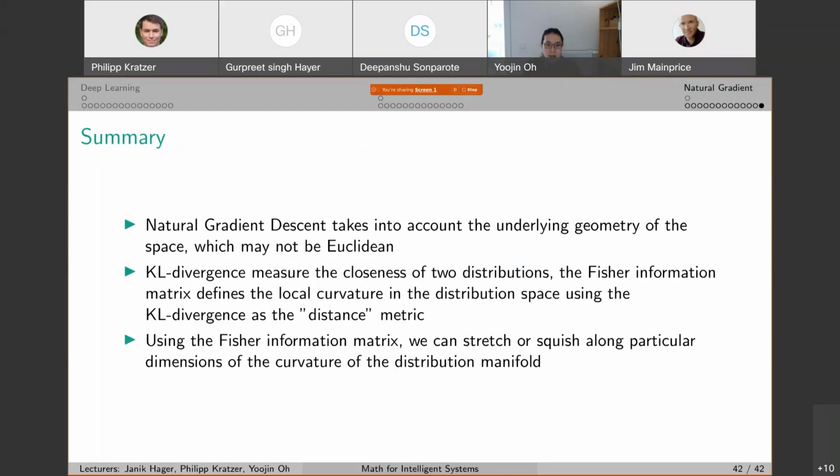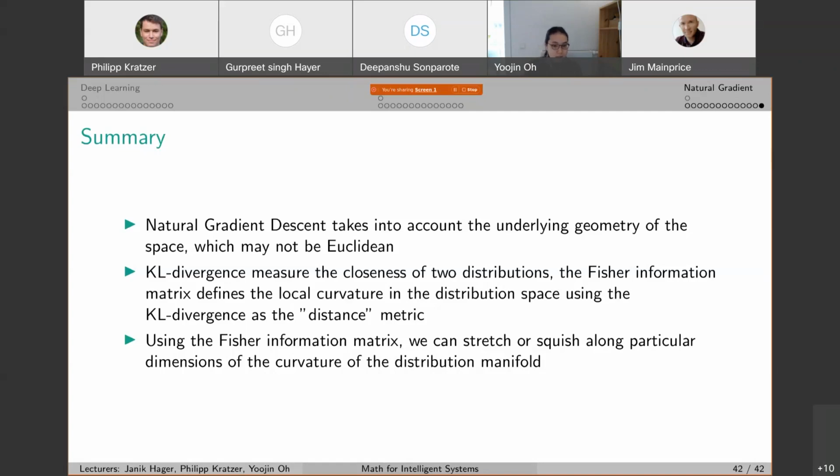So yeah, that's basically a basic introduction to natural gradients. Natural gradient descent takes into account the underlying geometry of the n-dimensional space, which may not necessarily be Euclidean. For natural gradient descent, we use KL divergence to measure the closeness of two distributions. And the Fisher information matrix is what you use to define the local curvature of the distribution space. Using this Fisher information matrix, you can either stretch or squish along a particular dimension when you take a step in the gradient update rule.